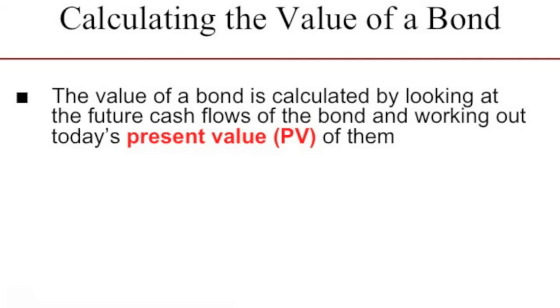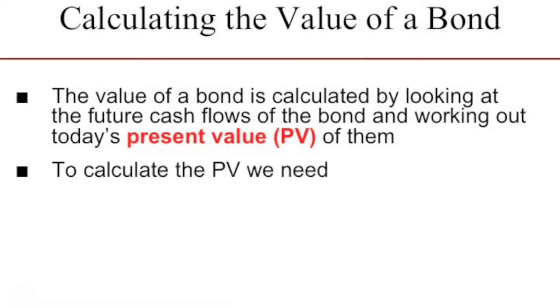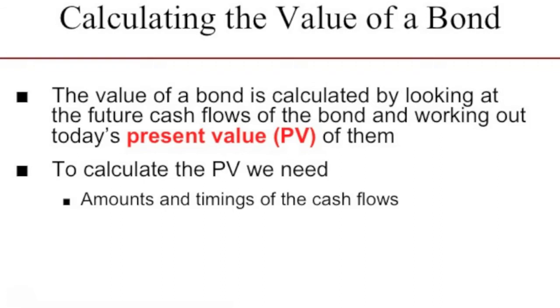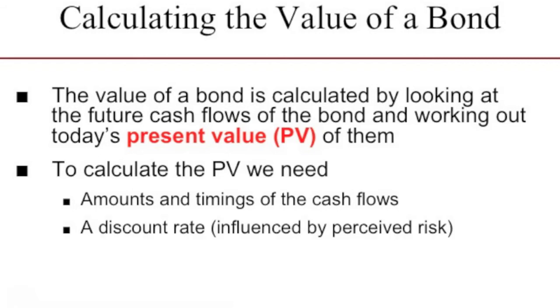Quite an important area at level 1 is calculating the value of a bond. And it's basically a present value calculation. The value of the bond is calculated by looking at the future cash flows of the bond and working out today's present value. We discount them back to a PV. And as I'm sure you're aware, to calculate the PV, we need to know, number 1, the amounts and timings of the cash flows we're expected to receive, and number 2, a discount rate, a risk-adjusted discount rate. If you see more risk in investment, you use a higher discount rate.